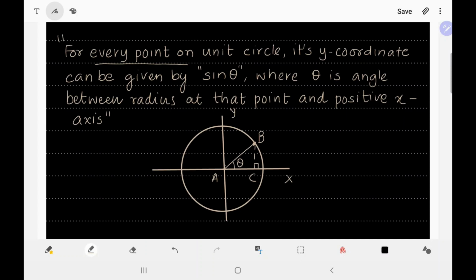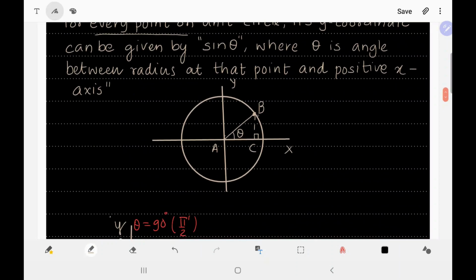From the previous explanation, we understood that for every point on a unit circle, its y coordinate can be given by sine of theta, where theta is angle between radius at that point and positive x-axis. For example, in this position, for point B, such that radius AB is making an angle of theta, we can say that y coordinate, which is represented by length of segment BC, is equal to sine of theta. So length of BC, which is equal to y coordinate of point B, is equal to sine of theta.